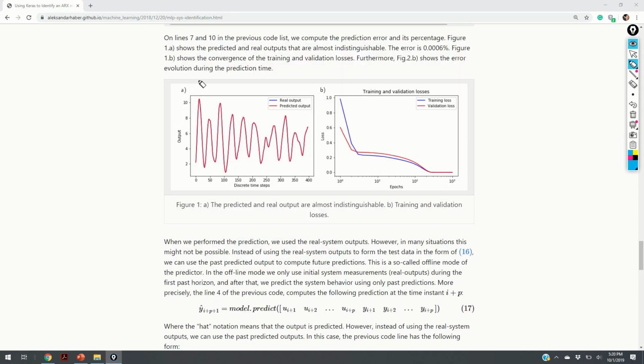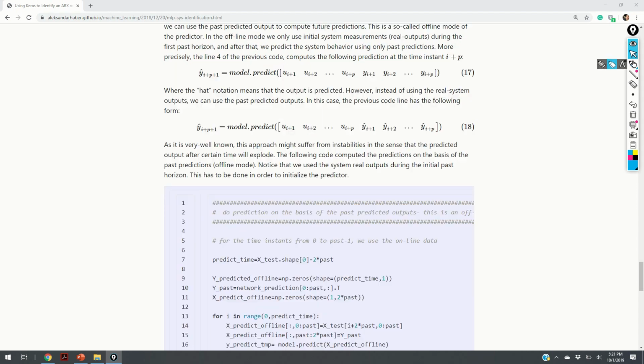Figure 1a shows the real output and the predicted output. That is the output predicted by the neural network. We can observe that the prediction and real output lines are practically indistinguishable. That is, the network is able to predict the true system's behavior with a high accuracy. Figure 1b shows the training and validation losses during the network training. We cannot observe overfitting here, and we see a very nice convergence.